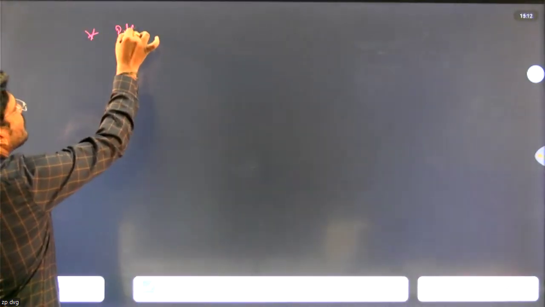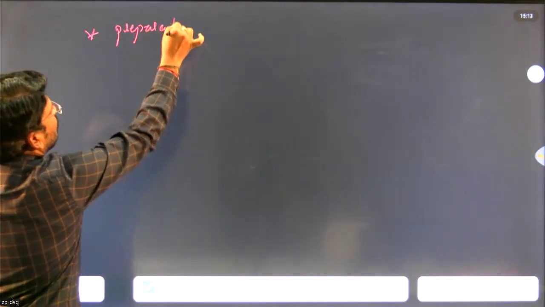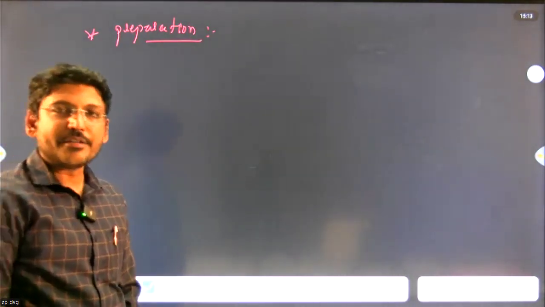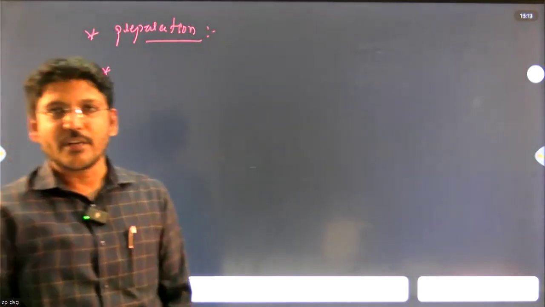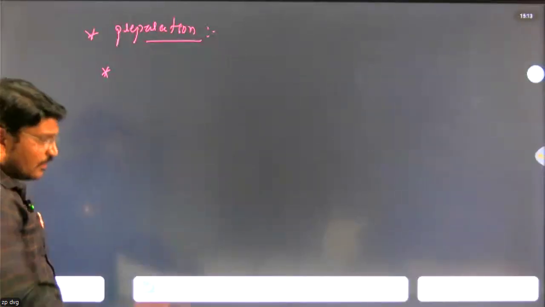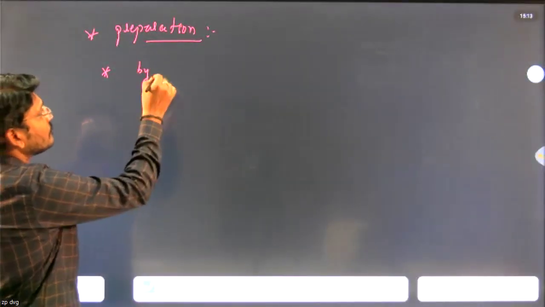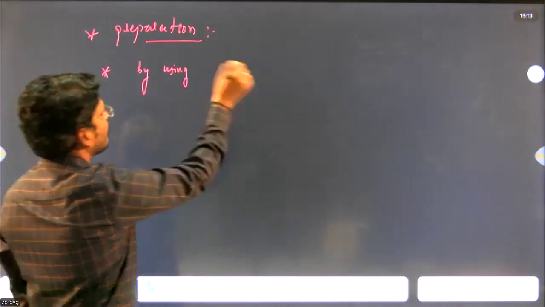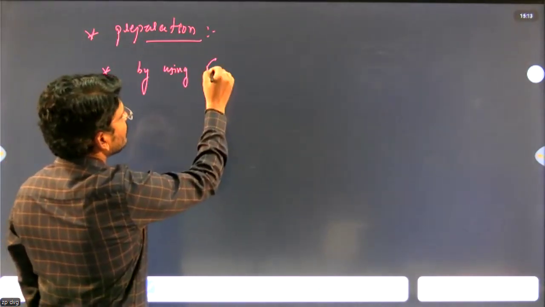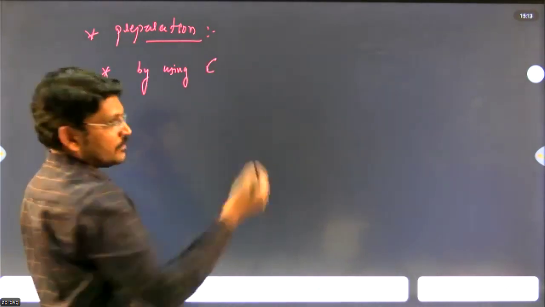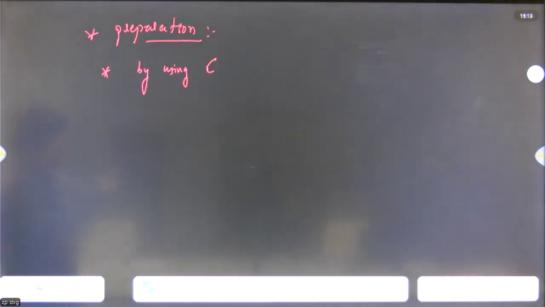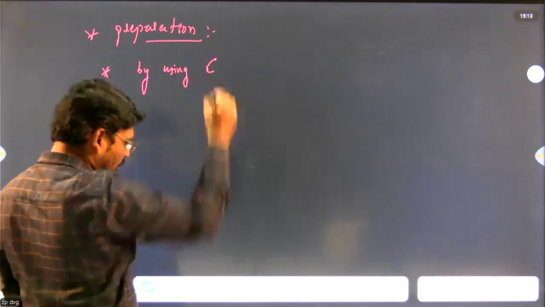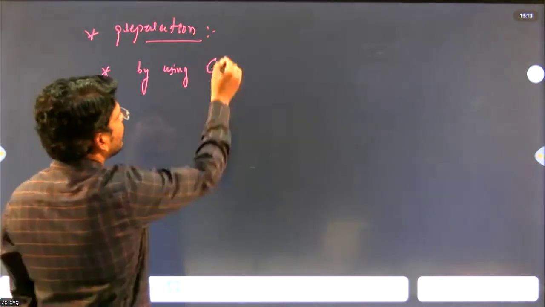Directly we move on to preparations. Let us start with the preparation of aldehydes as well as ketones. There are a number of ways to prepare aldehydes as well as ketones. Normally we know that aldehydes and ketones we can prepare by using an oxidation method, otherwise by using an alcohol.